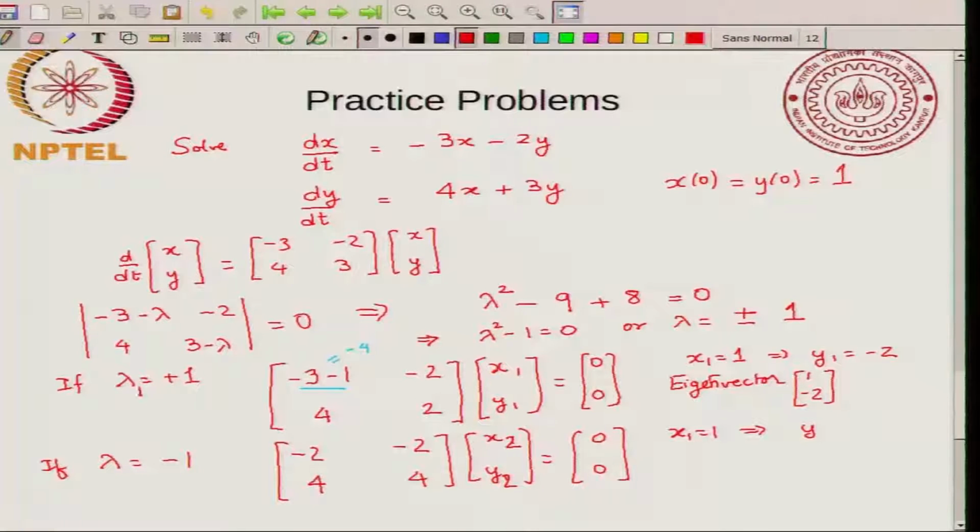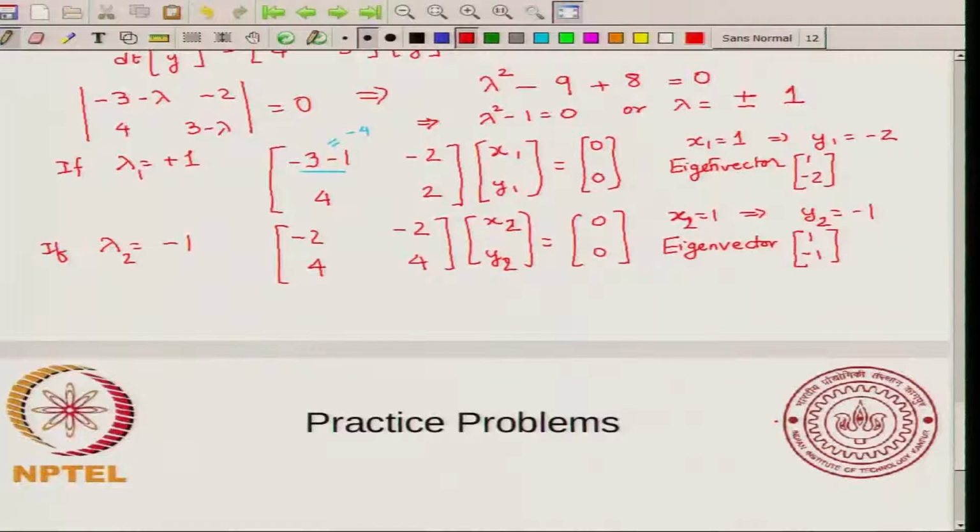So lambda 1, lambda 2, okay. Sorry, this should be the second eigenvector. So y2 equals minus 1, and your eigenvector is 1, minus 1. Okay. So we have the two eigenvalues and two eigenvectors, and now we can write the general solution.